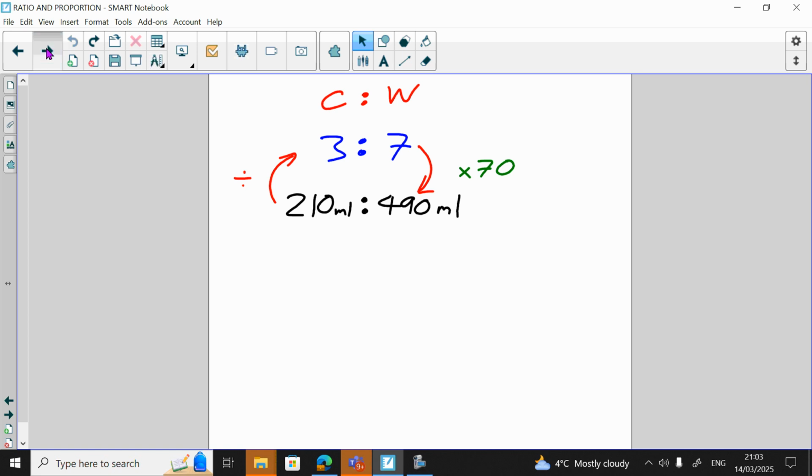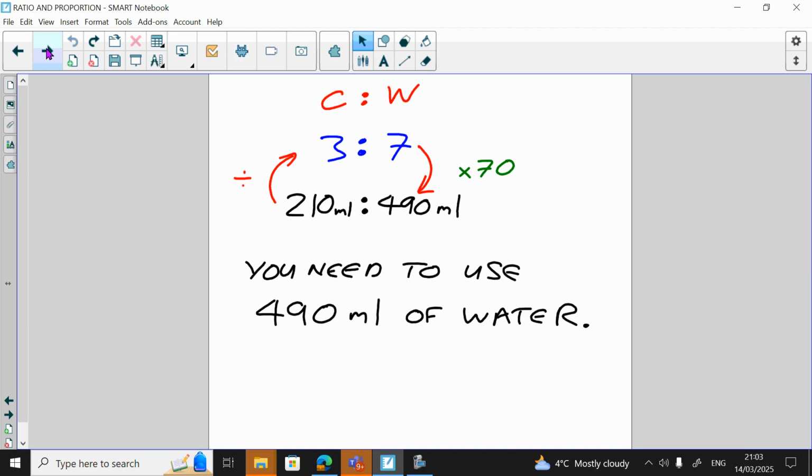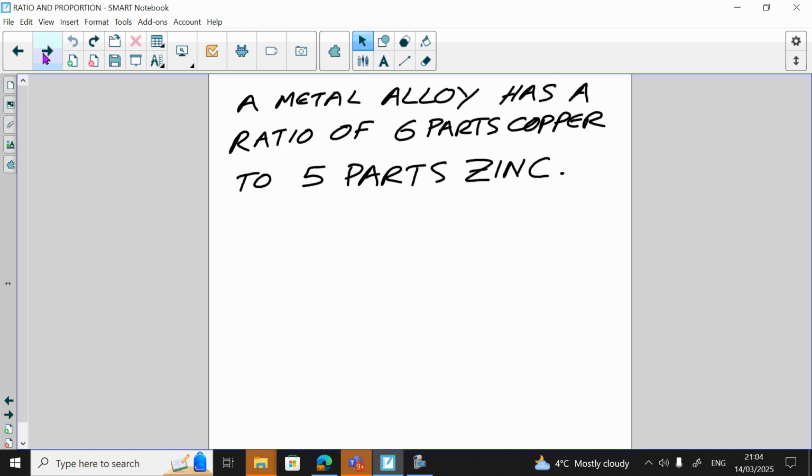So here we need to make a statement. We need to use 490 millilitres of water. In this method I'm using here, I don't like to put in equal signs and stuff like that, but these colons are effectively equal signs. Okay, let's move on.